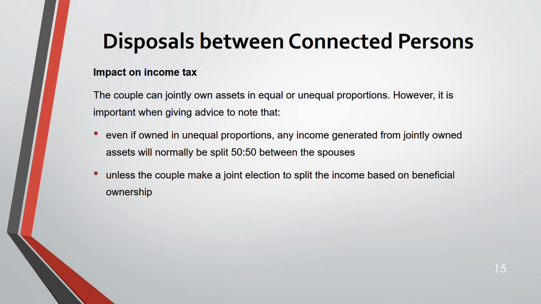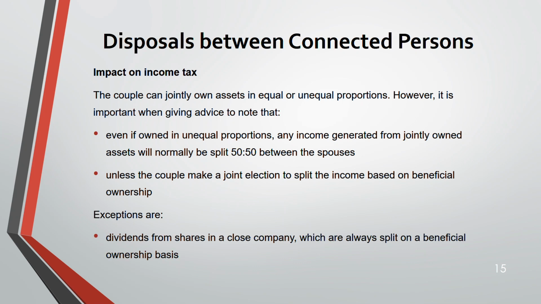Unless a couple makes a joint election that they want to be taxed on their actual ownership. There are exceptions. If it's dividends from shares in a closed company, by the way, closed company in itself is a whole lecture. I'll be covering it when I'll be finishing corporation tax. It's a new lecture for ATX. We have a whole new lecture on closed companies: what is a closed company, features of a closed company, and things like that.